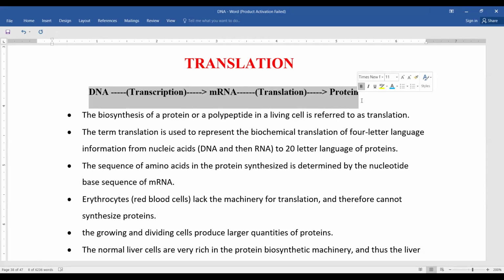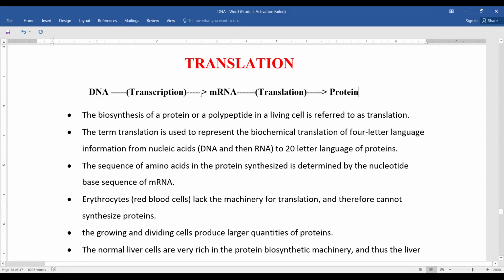In this concept, DNA by transcription produces mRNA, and mRNA by translation produces protein. So this is an old concept, and some modified versions of it are there. Anyway, DNA produces mRNA, mRNA produces protein. The formation of a protein by using mRNA is called translation. Before going into that, let's see a small video.